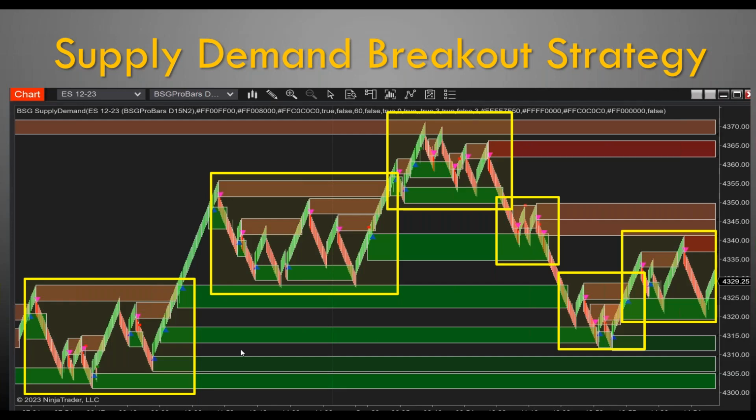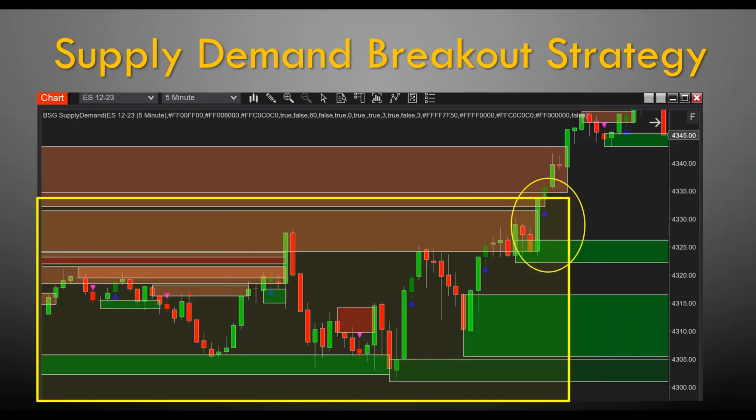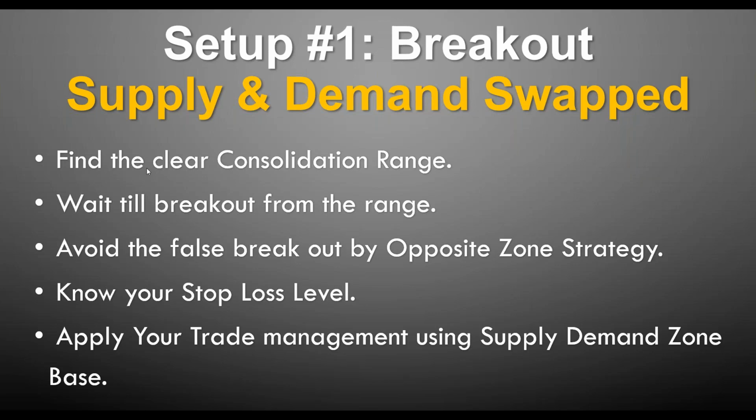Again, let me go back to the rules that we talked about. Find a clear consolidation range, wait till the breakout. To avoid a false breakout, use the opposite zone strategy. What do I mean by that? When you're breaking out from supply, wait till the demand forms. When you're breaking out from demand, wait till the supply forms. Make sure you follow that rule. Otherwise, you're going to enter the trade on a false breakout and get stopped out.